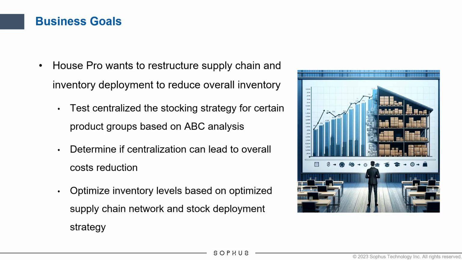The objectives are straightforward. House Pro aims to find opportunities to reduce inventory and network costs without impacting service levels. They're considering a centralized stocking strategy for certain product groups based on ABC analysis, and are seeking to optimize inventory levels in line with this revamped supply chain network.